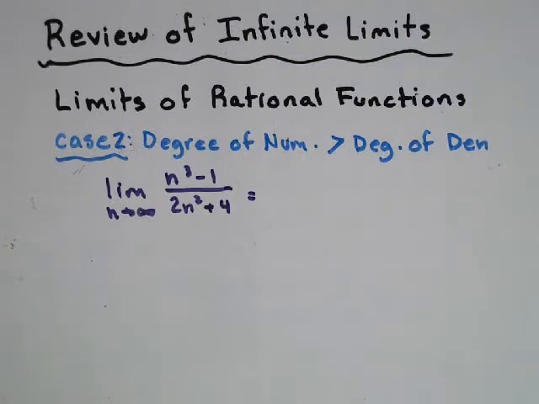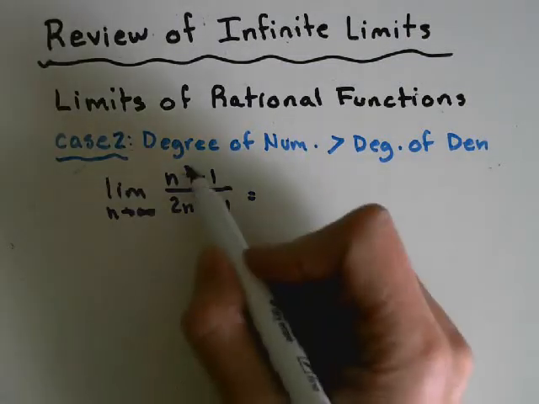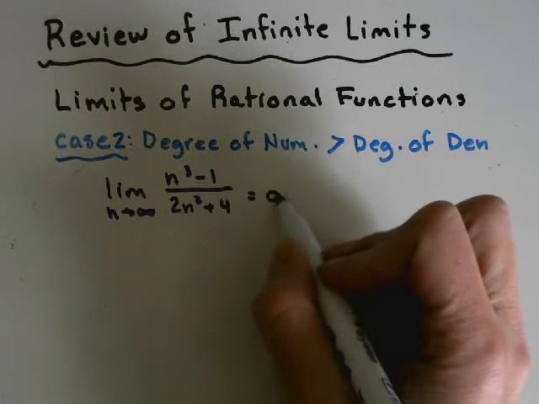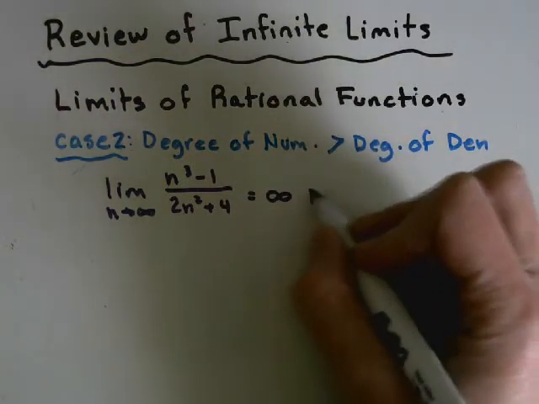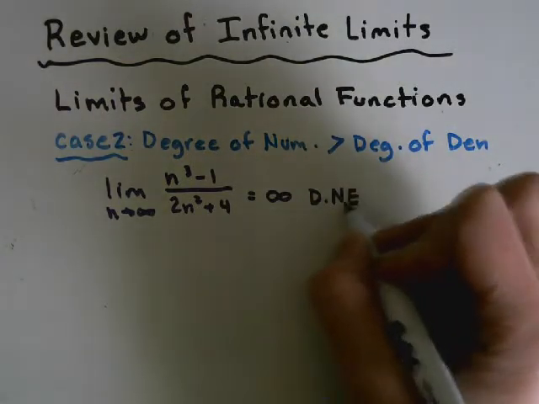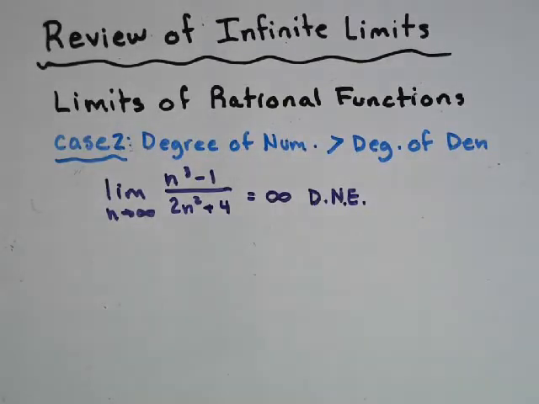So if we look at this limit, the limit as n goes to infinity, the degree is bigger, it goes to infinity. We also call that does not exist, because for a limit to really exist, it has to go to a single value, and infinity is a location, it's getting bigger and bigger and bigger. But we would say that limit does not exist or is undefined. All of those would be ways to describe this limit.